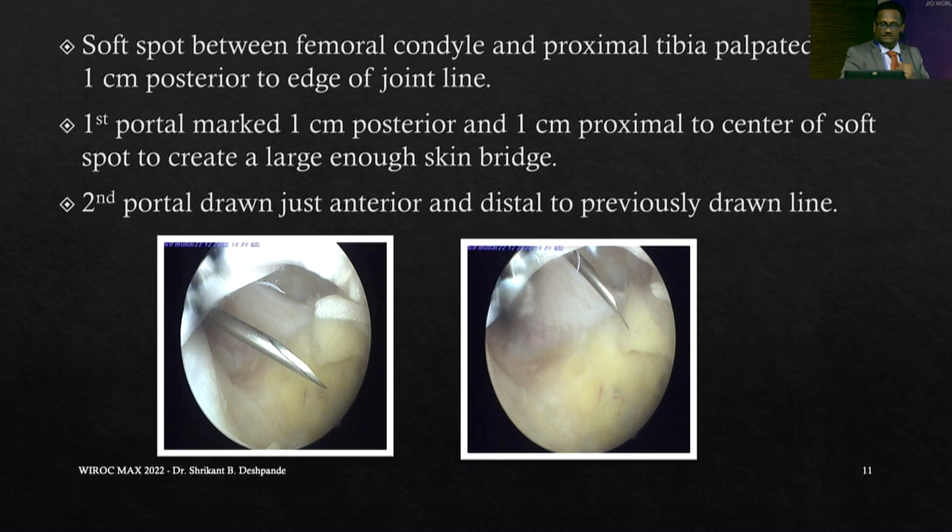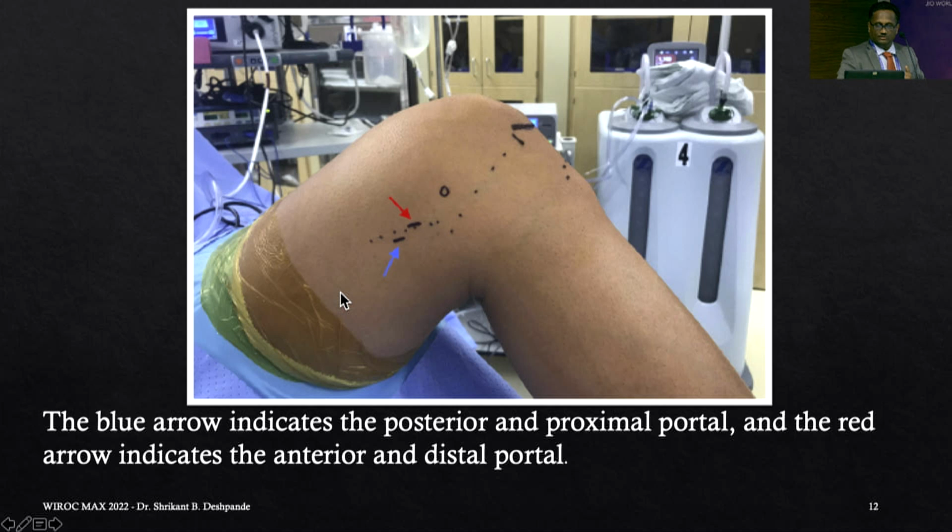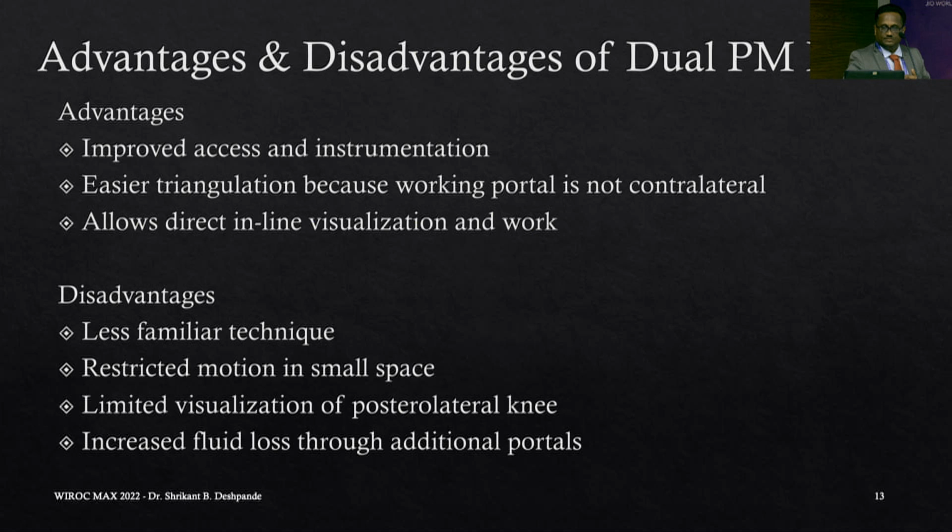Now here you can see the needles, they are passed in two ways. You mark the soft spot by transillumination technique, then draw a line from the posterior part of the posterior cortex of the femur, and that should go in the center of that soft spot. One portal has to be taken proximal and posterior, and the other portal distal and anterior. Here you can see the placement of the two needles, so that you can do a better triangulation. Here in this schematic diagram it has been shown like that.